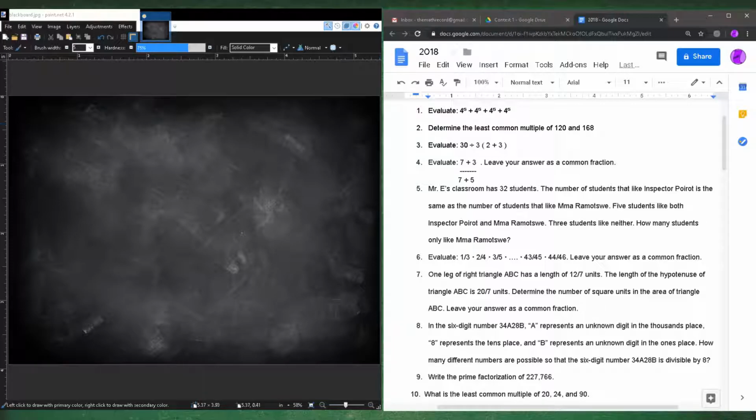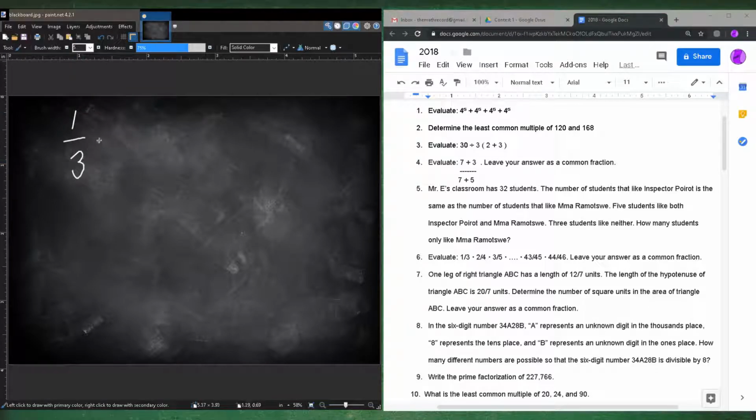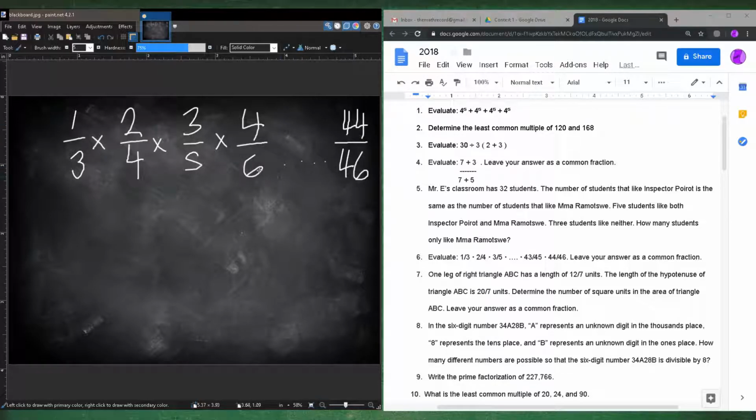So you have 1, and then plus 2 is 3, right? And then 2 plus 2 is 4, and then 3 plus 2 is 5, right? So you have 1/3 times 2/4 times 3/5 times 4/6, and then etc., until you reach 43 over 45, and all the way until you reach 44 over 46. Okay, so we see it goes from 1, 2, 3, 4 until 44, and 3, 4, 5, 6 all the way to 46, right? So how do we simplify this?